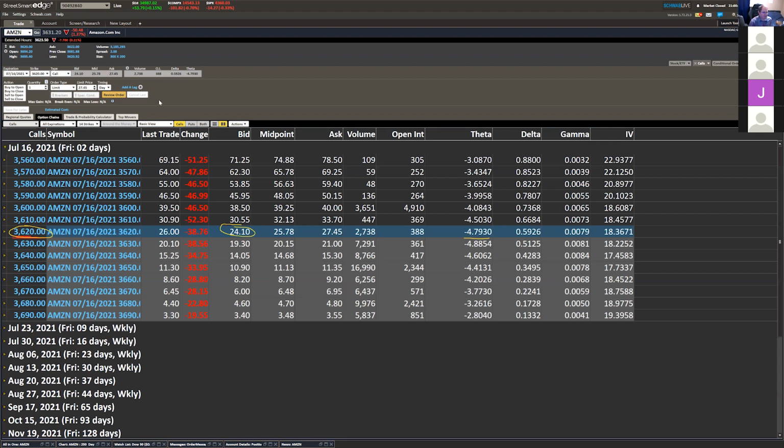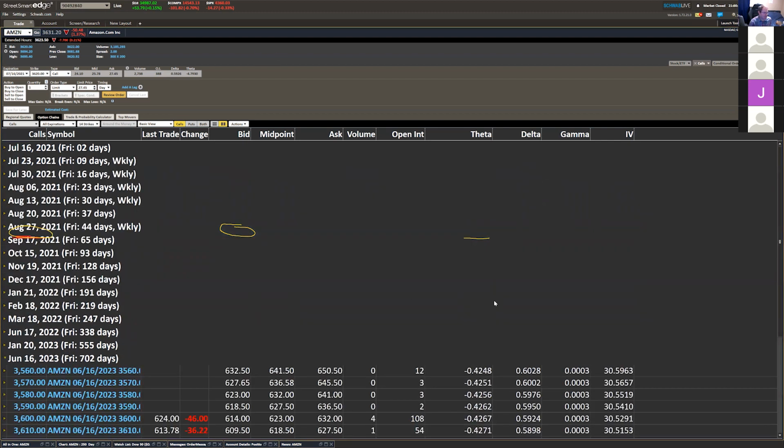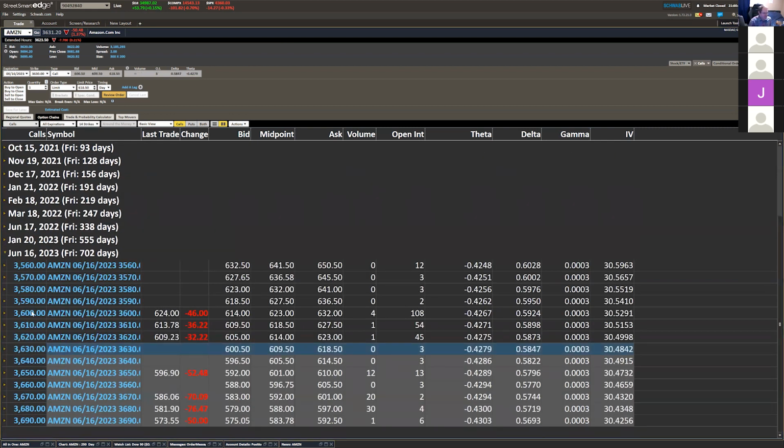So if I were to look at 2023, so if I look at Amazon, roughly 2 years from now, this Theta is going to lose $42. Now, $42 may seem like a lot, but look at what this options contract is worth. This is a $60,000 option contract.